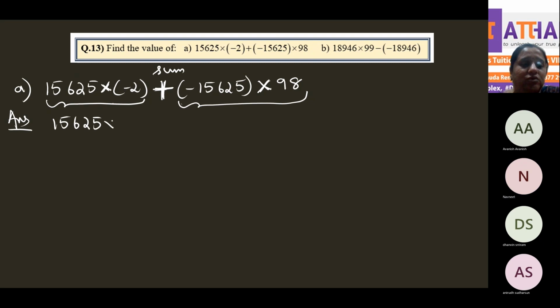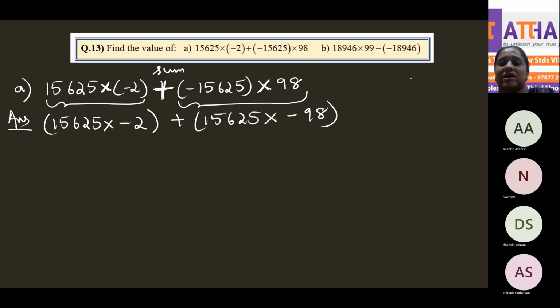15625 into -2 in one bracket plus 15625 into minus 98 in the other bracket. See, like you have minus 2 into 3, you're writing it as 2 into minus 3. You're just using the minus sign for 3. The answer will be minus 6 only in both.